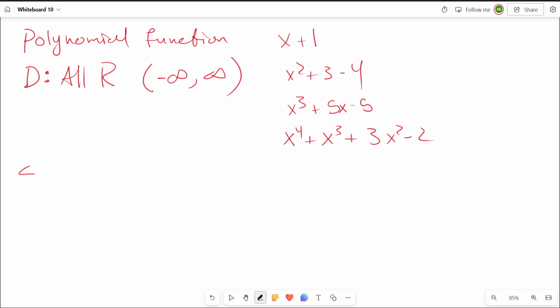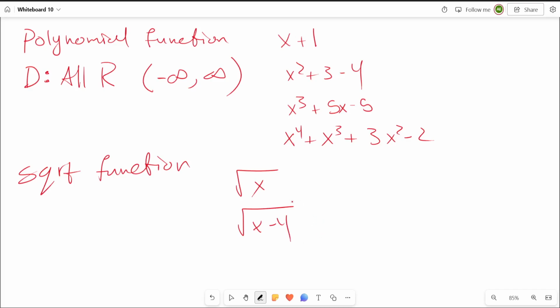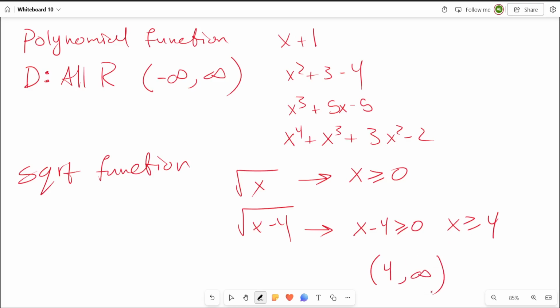If I have a square root function, let's say square root of x or square root of x minus 4, my restriction is that the term under the square root should be greater than or equal to 0. So the domain for this function is x greater than or equal to 0. The domain for this function is x minus 4 greater than or equal to 0, so x is greater than or equal to 4. This could be written as x is from 4 up to infinity.